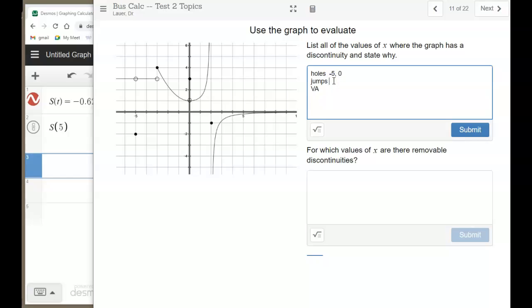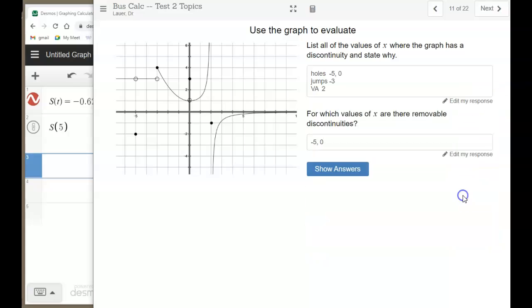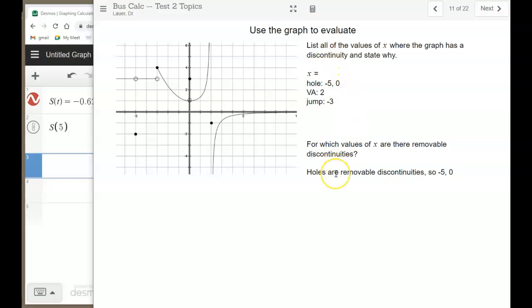So a jump I have at -3. So it's the x values where those things occur on the graph, and the vertical asymptote is at 2. Where they're removable, those are the same as the holes, so that'd be -5 and 0. You're not going to see answers here, I don't think. Oh yeah, I do. So I can show them my answers, and you can see I have the exact same answers here.